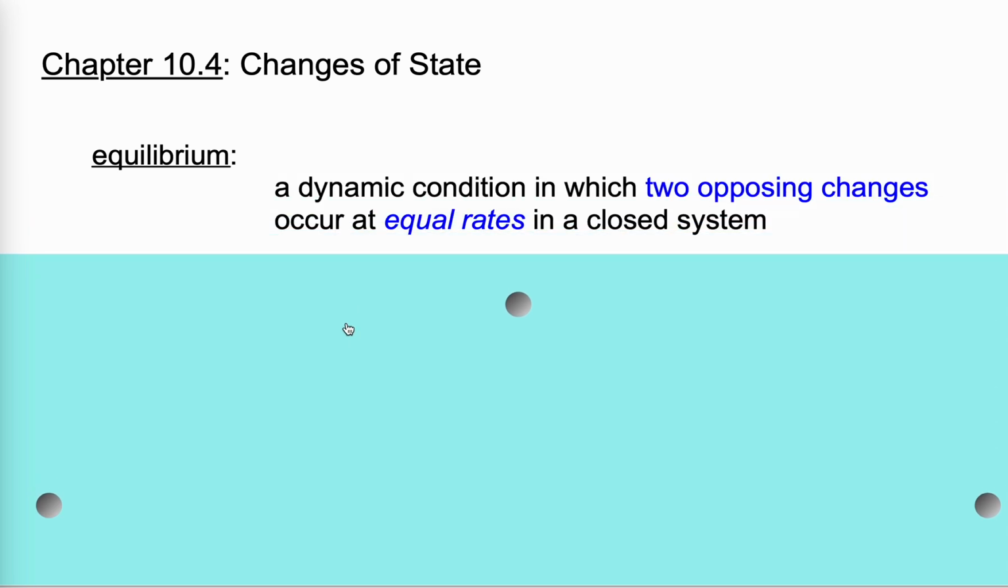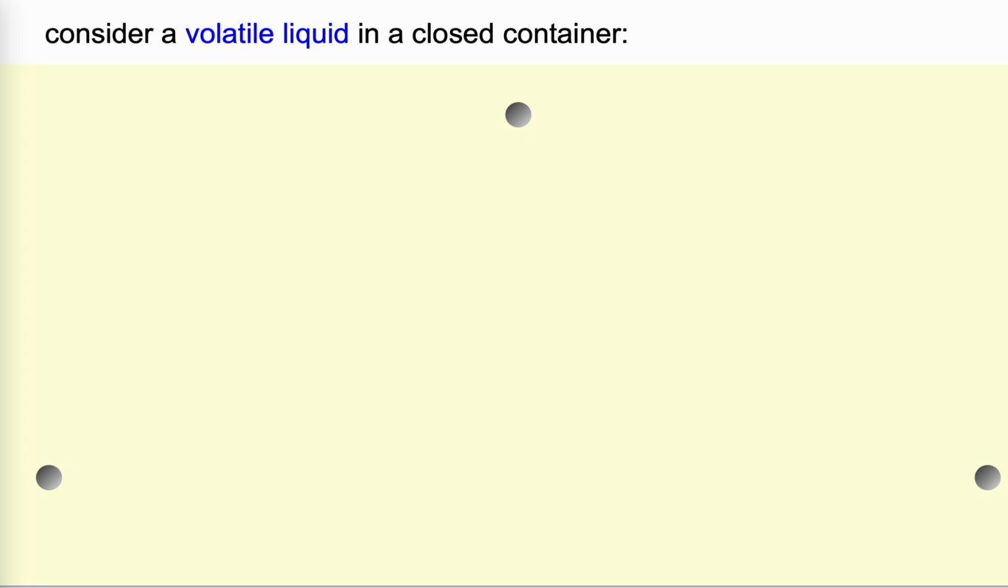Equilibrium is defined as a dynamic condition in which two opposing changes occur at equal rates in a closed system. So we have a system in which two opposite things are happening, one in the forward direction and one in the reverse direction, but because they are happening at the same rate, it appears that nothing is changing. I'll give some examples of this in class, but let's move on and talk about something that's relevant right now.